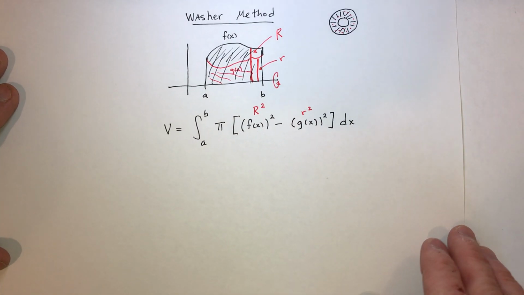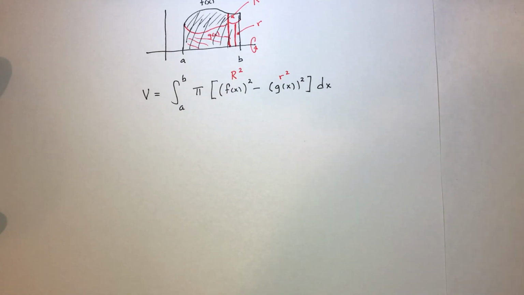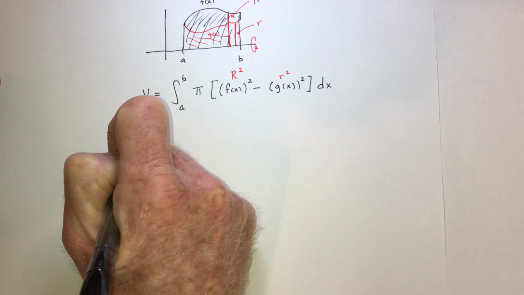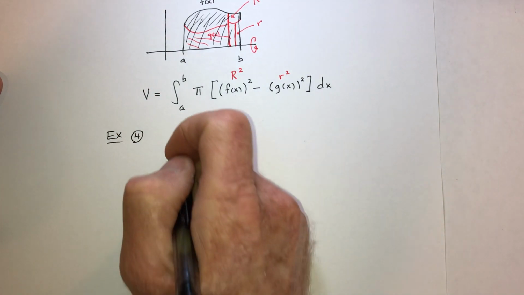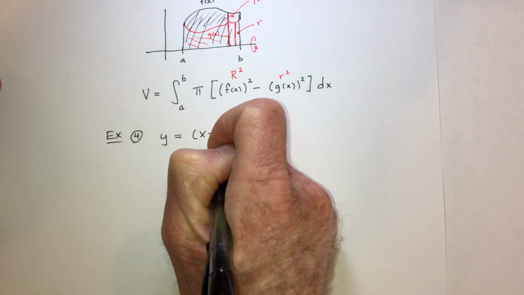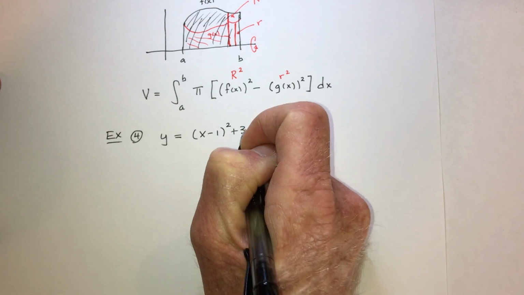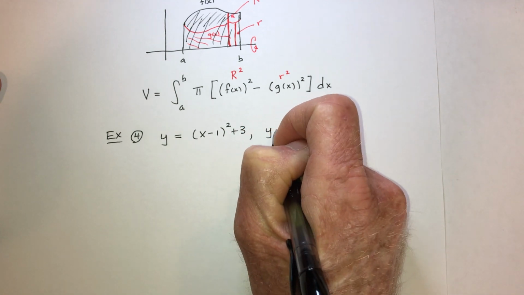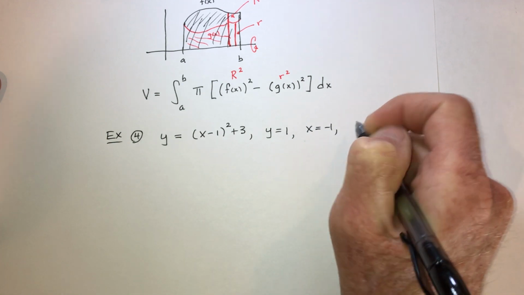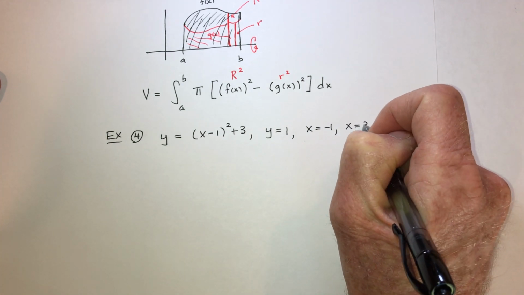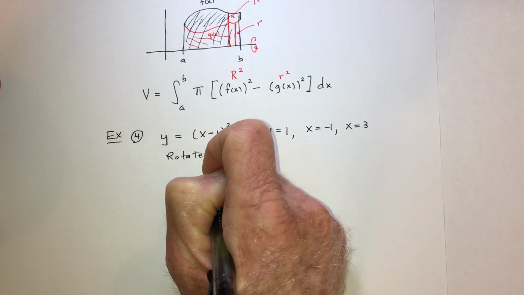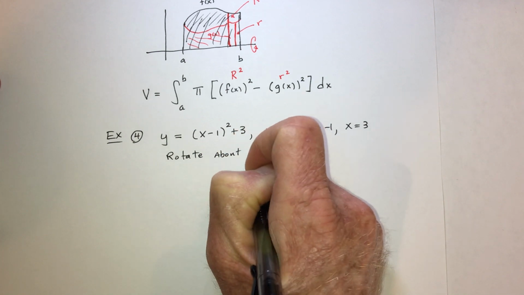Now for an example. This would be example number 4. So one function is y equals x minus 1 squared plus 3. Also, y equals 1. Also, x equals negative 1. Also, x equals 3. And then rotate about the x-axis.